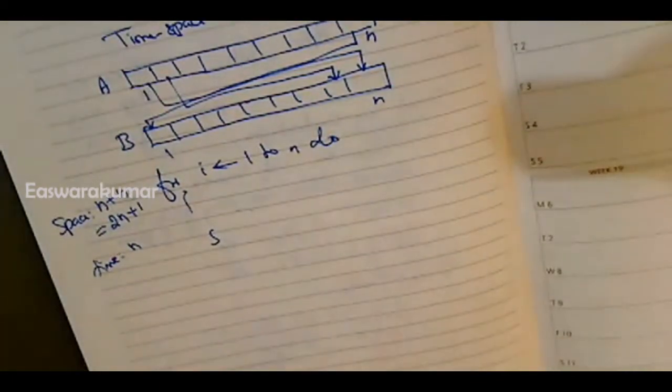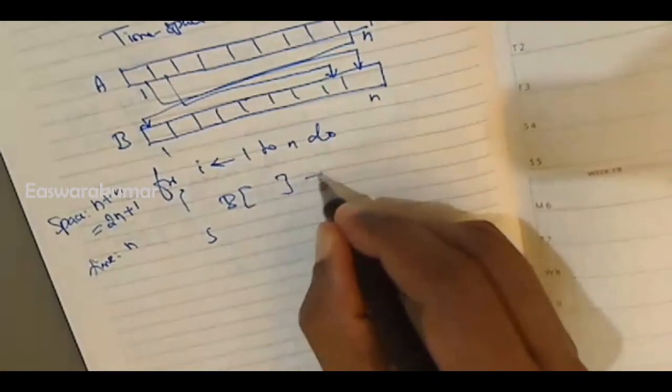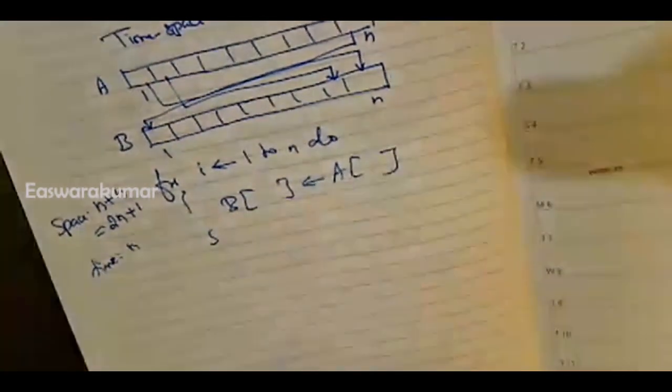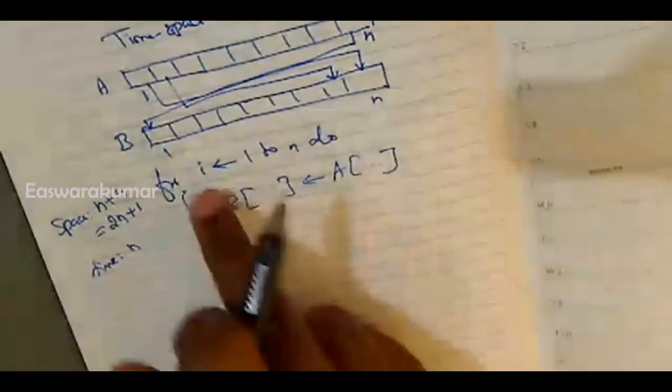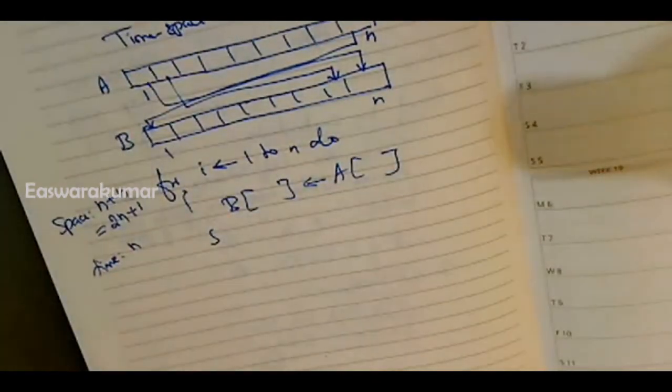Or what we can consider is that for the B array we have only one assignment statement, something like B of something equals A of something. So only one assignment, 1 unit of time, is spent for n iterations, and hence we say that time is equal to n. So space is equal to 2n plus 1 and time is equal to n.